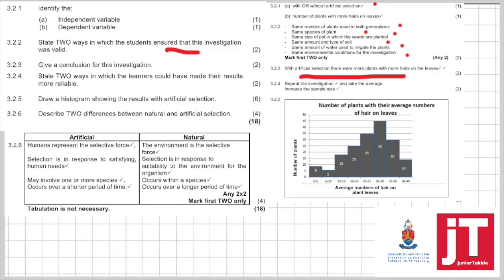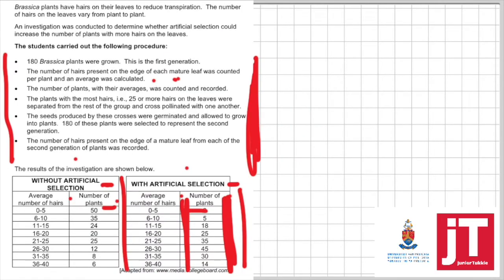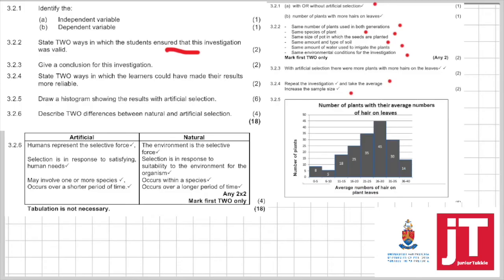Right, 3.2.4. State 2 ways in which the learners could have made their results more reliable. They could have repeated the investigation and taken an average, increased the sample size. 3.2.5. Draw a histogram showing the results with artificial selection. So only artificial selection. So you have the number of plants with the average numbers of hairs on the leaves, number of plants, average number of hairs on the plant leaves, and there's your histogram, no spaces. The bars are the same width and there's no spaces.